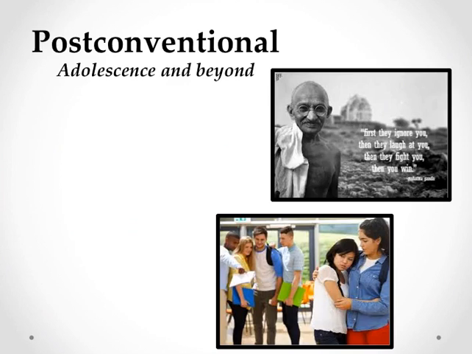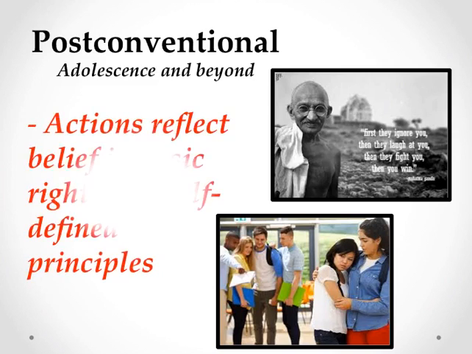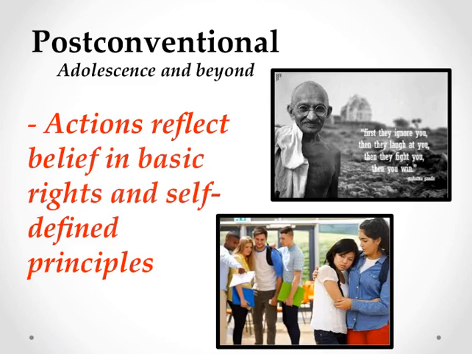Next, we have the post-conventional stage of morality. This typically happens sometimes in the adolescent ages, or it happens beyond. There are some adults who never get to this stage of moral development. People functioning at this stage are more concerned with the greater good. Their actions reflect belief in basic rights and self-defined principles. They're not concerned about what people think of them and what the consequences of their actions will do to them.